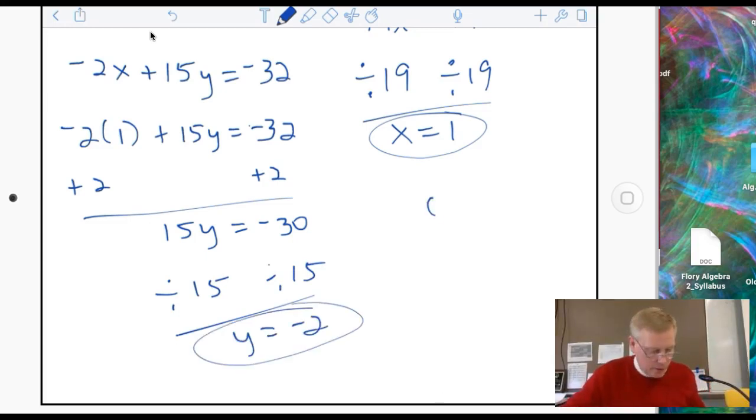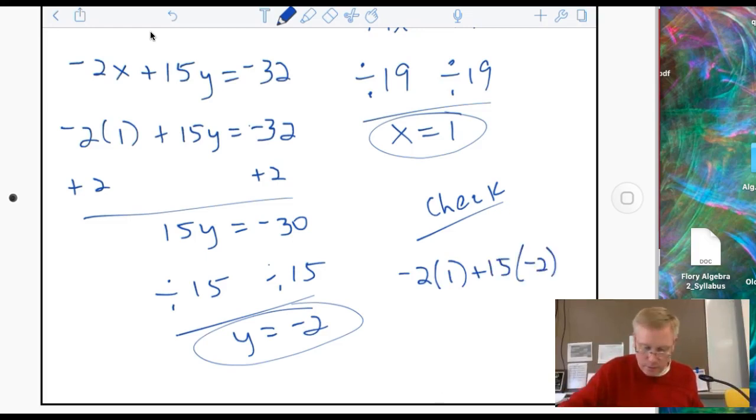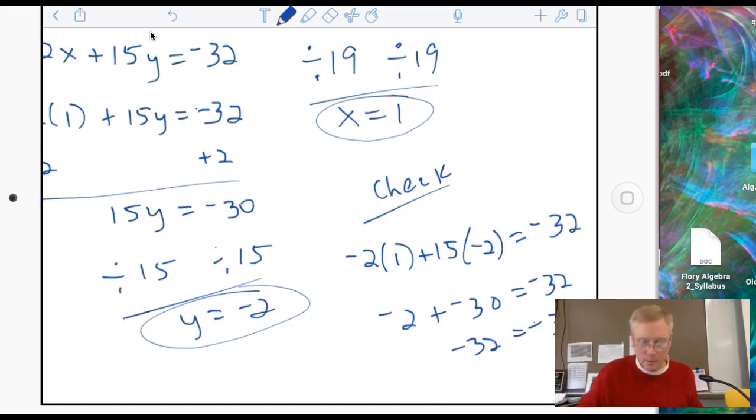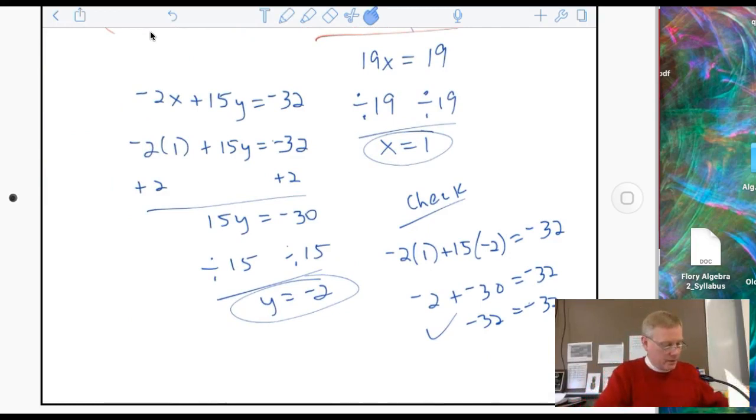Okay, you can check your answers. I'll check one of the equations. I'll take that -2x plus 15 times y is -2, equals -32. -2 plus -30 is -32. -32 equals -32. And I'm good. All right. So there's that one.